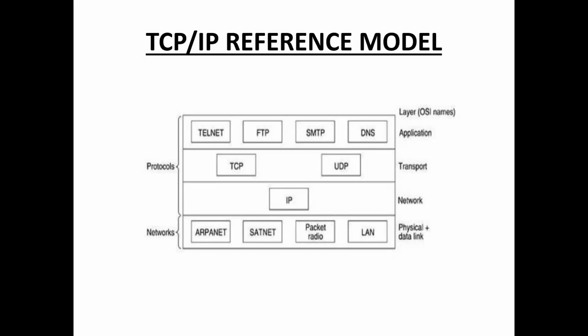The different protocols present in the application layer are Telnet, telecommunication network, FTP, file transfer protocol, SMTP, simple mail transfer protocol, and the last one, DNS, domain name system. An IP address is used to identify the connection of a host to the internet uniquely, but domain name system means the system that maps the name to the address.